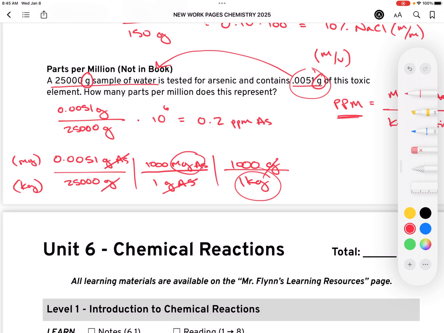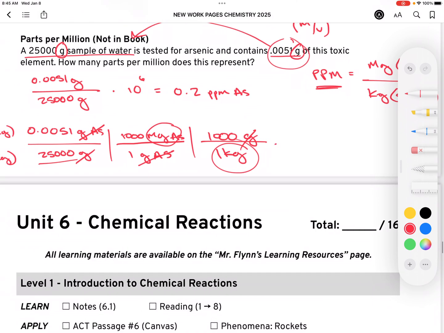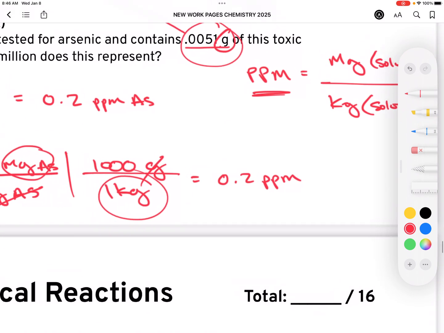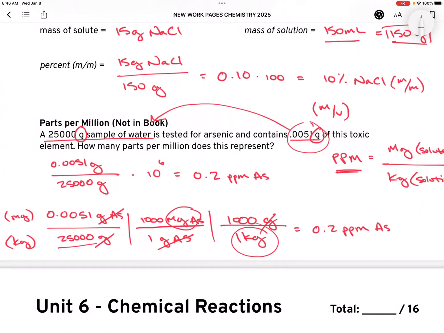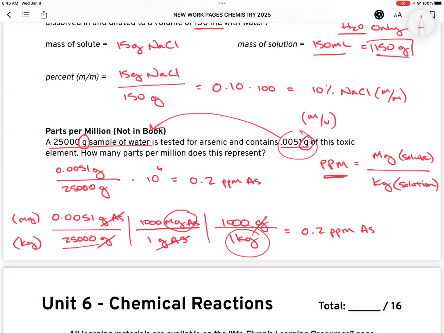So now I have my units set up, and then what I'm going to do is multiply the top and then divide it by basically 2,500, and that will give me 0.2 parts per million. Let me zoom in here, of arsenic. You'll end up coming up with the same answer, but there are two ways to get there. If your problem starts out with grams and grams, just divide them and multiply by a million. But if you're given a milligram or a kilogram, now you have to use the picket fence and get your units to match that of parts per million, because parts per million really is milligrams per kilogram.